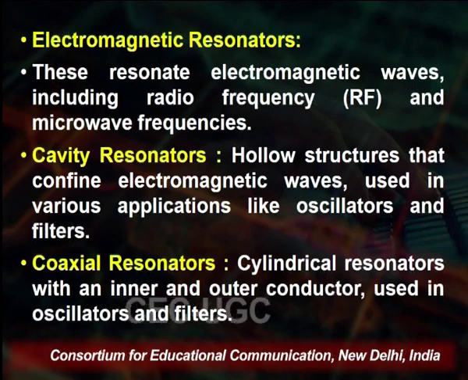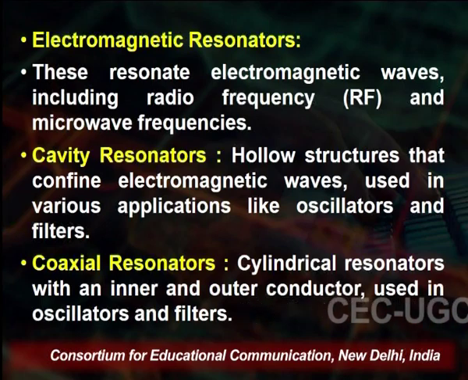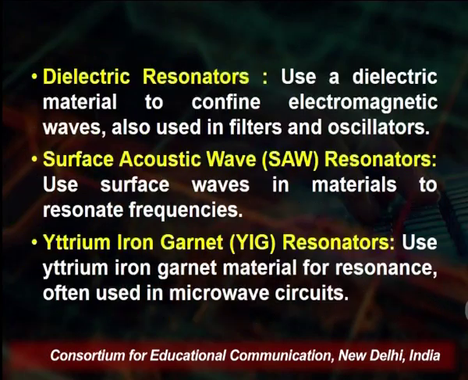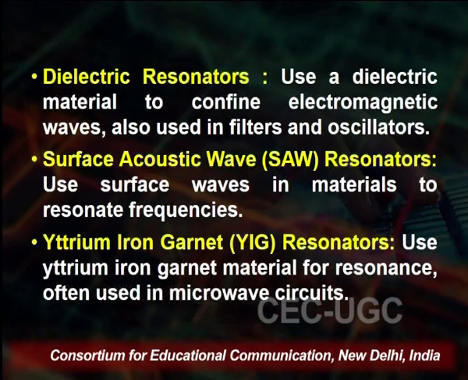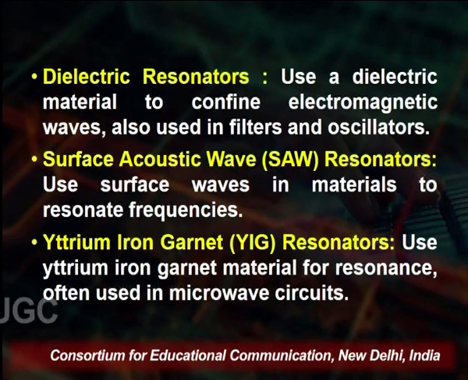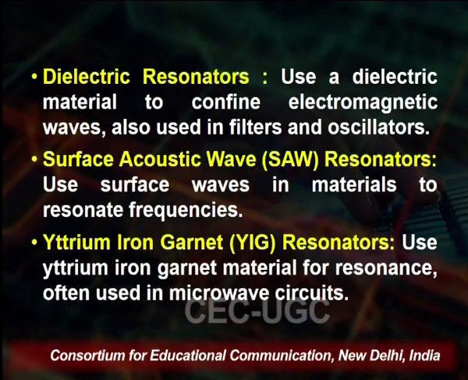Another type is the coaxial resonator. What is this coaxial resonator? This is a cylindrical resonator with an inner and outer conductor, and is used in oscillators and filters. Another type of electromagnetic resonator is the dielectric resonator. This is also a very commonly used resonator, and uses a dielectric material to confine the electromagnetic waves. It is also used in filters and oscillators.